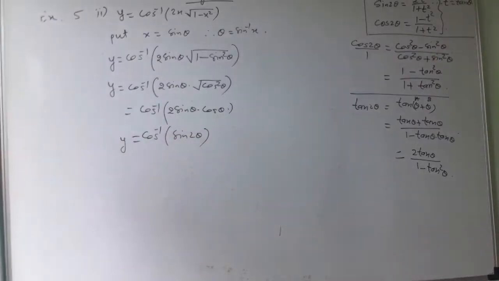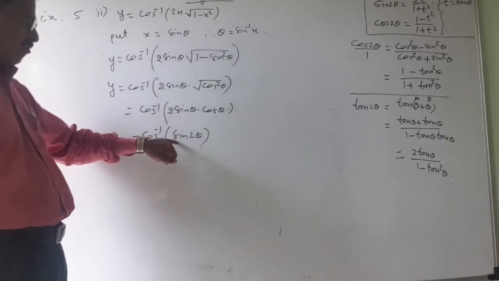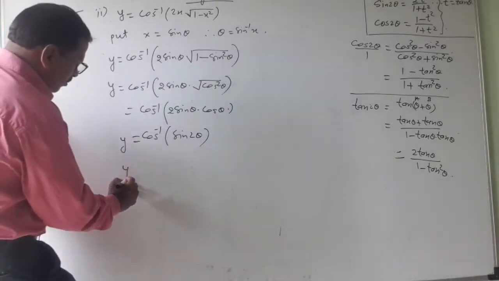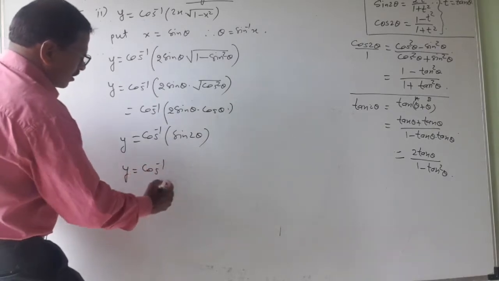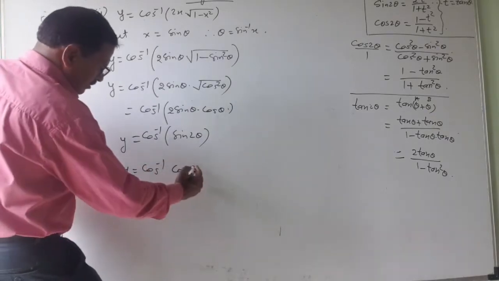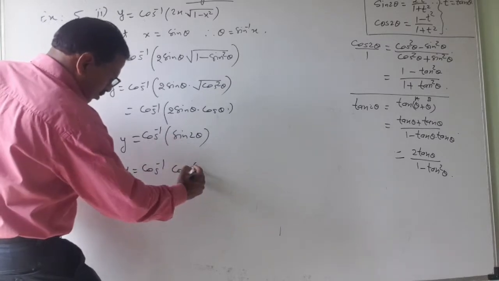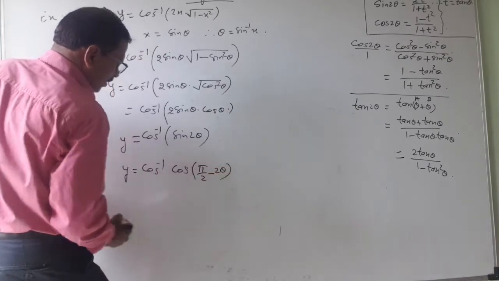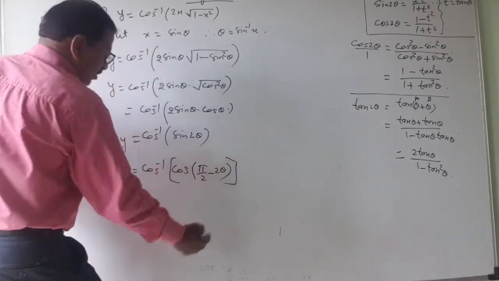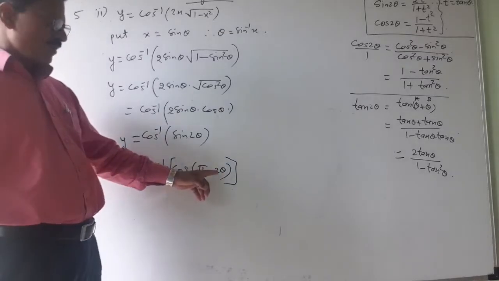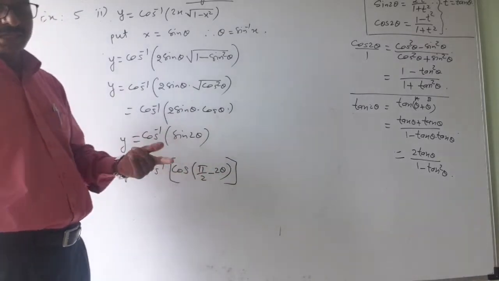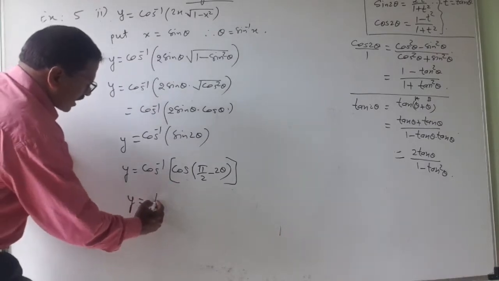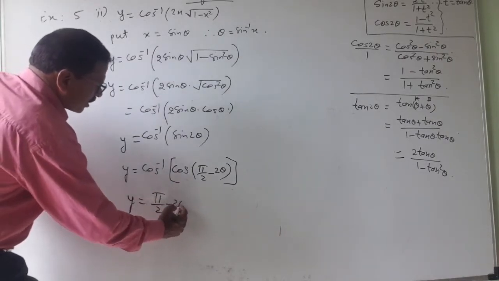Okay, now this can't be cancelled. I want this in cos. So y is equal to cos inverse of this, I will write as cos this. So this I have to subtract from pi by 2, because cos of pi by 2 minus theta is equal to sine theta, and the ratio changes. So now it can be cancelled.